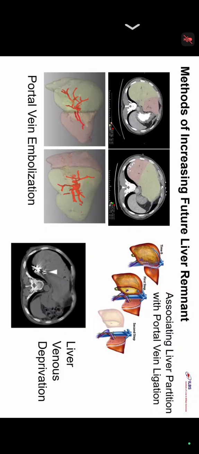In stage 1, you go and ligate the portal vein and partition the liver, and then in stage 2, you take out the part of the liver with minimally invasive as well, and a lot of people are trying to do it laparoscopically or robotically as well. Okay, so I'll just take you through a few cases.